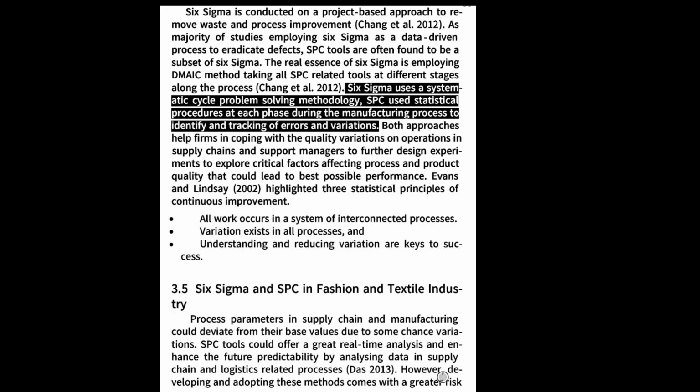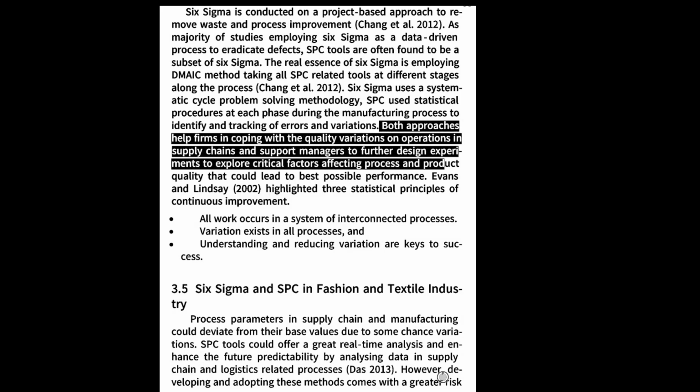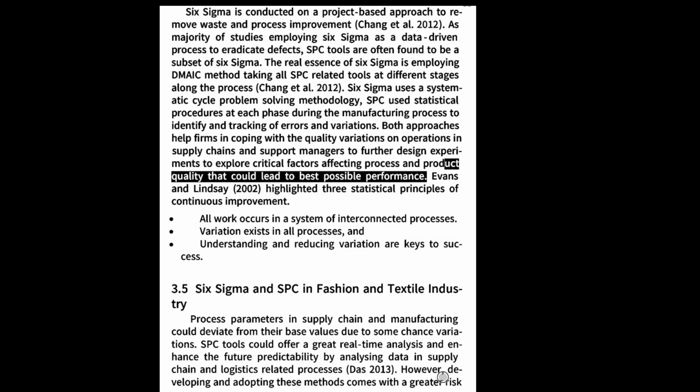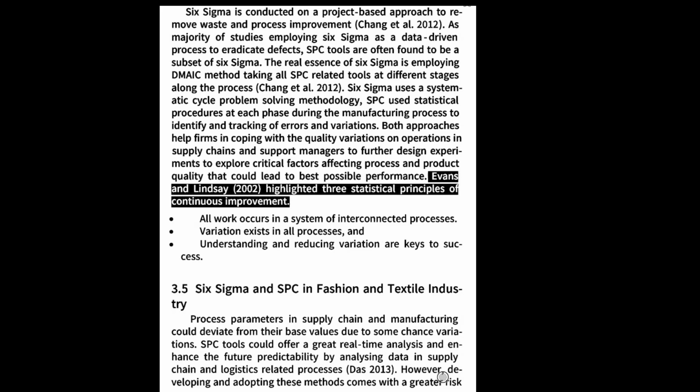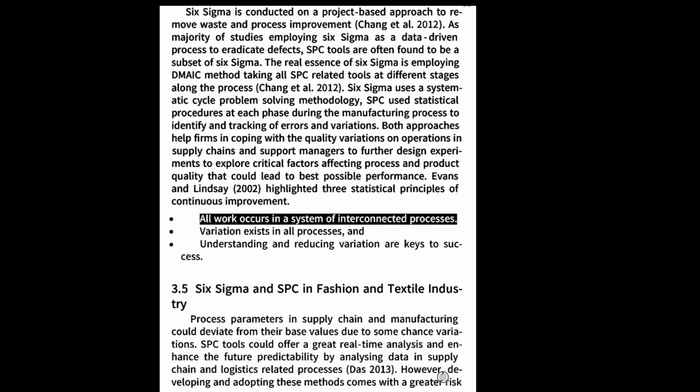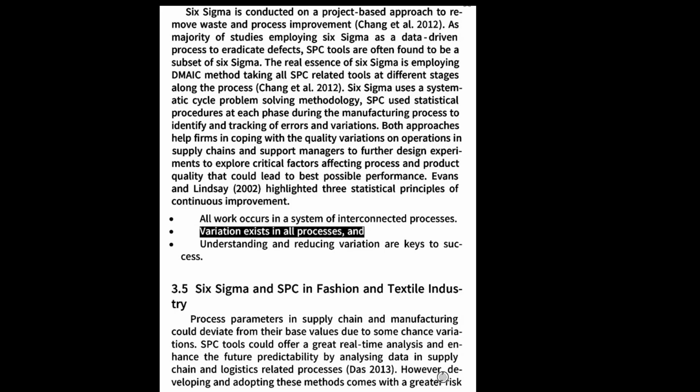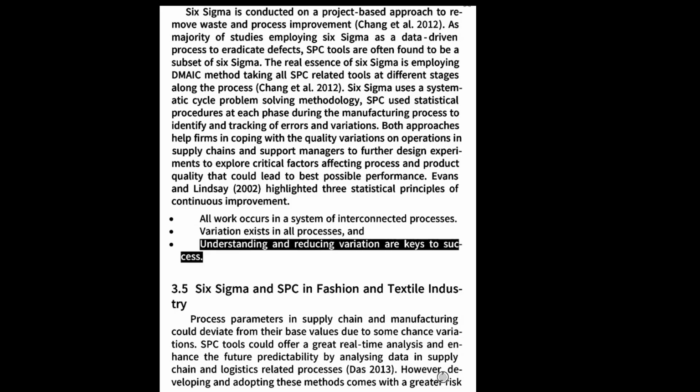SPC uses statistical procedures at each phase during the manufacturing process to identify and track errors and variations. Both approaches help firms in coping with quality variations in operations in supply chains and support managers to further design experiments to explore critical factors affecting process and quality that could lead to the best possible performance. Evans and Lindsay, 2002, highlighted three statistical principles of continuous improvement. All work occurs in a system of interconnected processes. Variation exists in all processes, and understanding and reducing variation are keys to success.